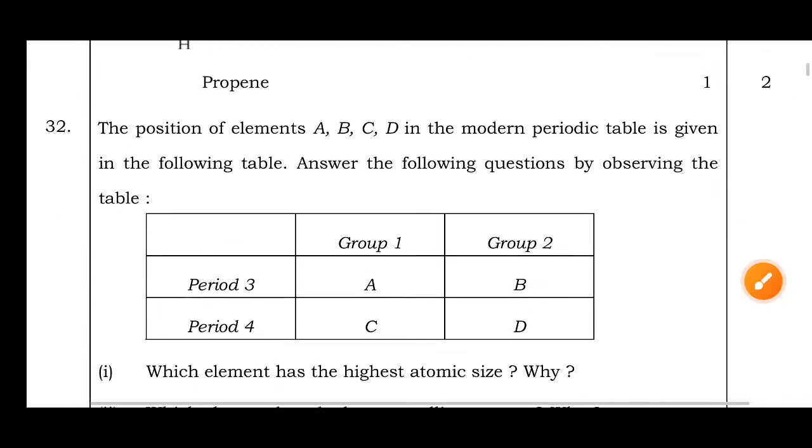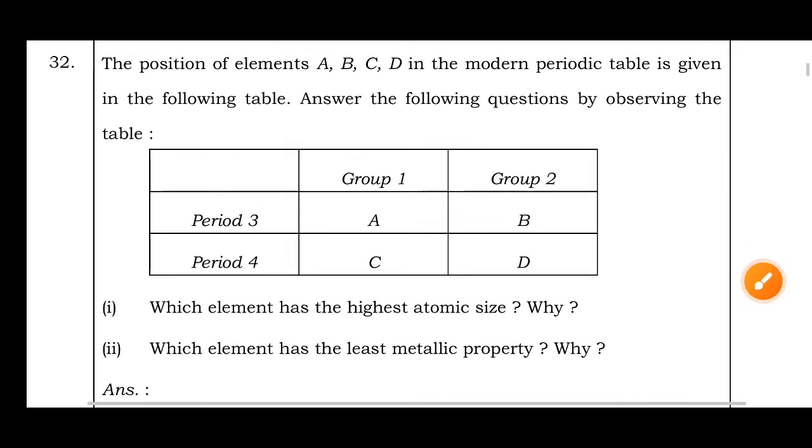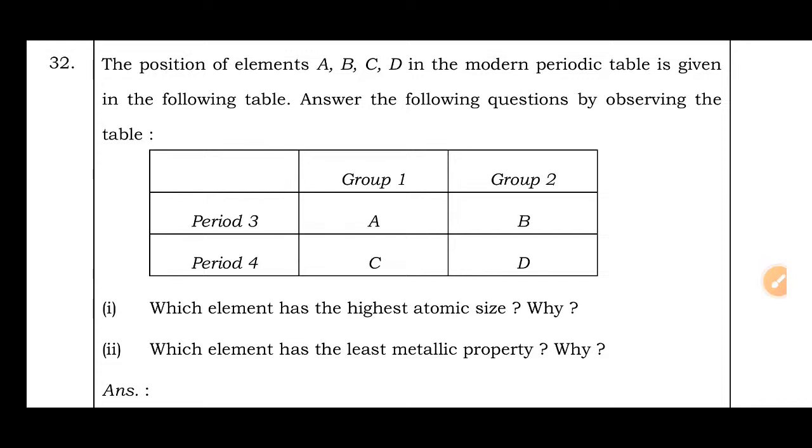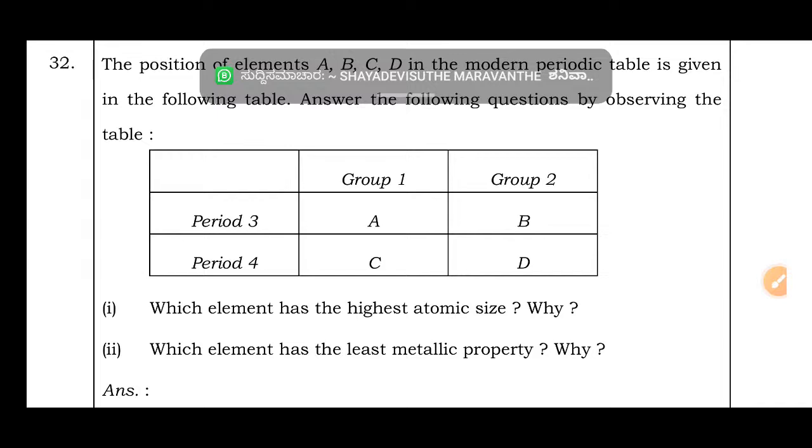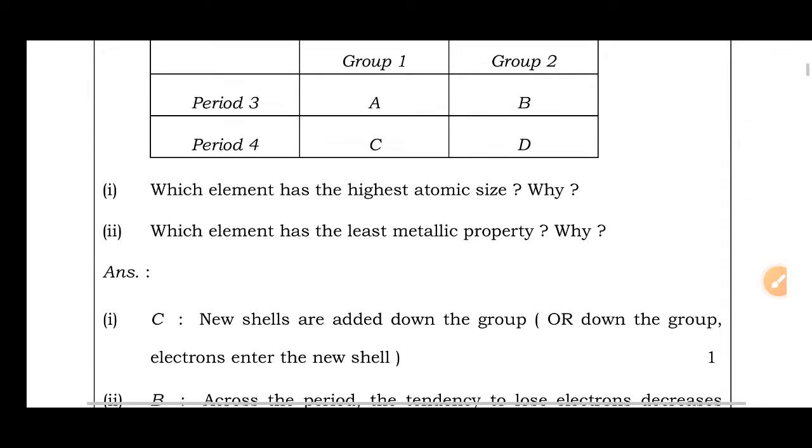Okay, then next question, question number 32. The positions of elements A, B, C, D in the modern periodic table are given in the following table. Answer the following questions by observing the table. Period 3, group 1 element, group 2 element. Period 4, group 1 element, group 2 element, A, B, C, D, they are given like this. Then, which element has the highest atomic size? They asked a clear question.